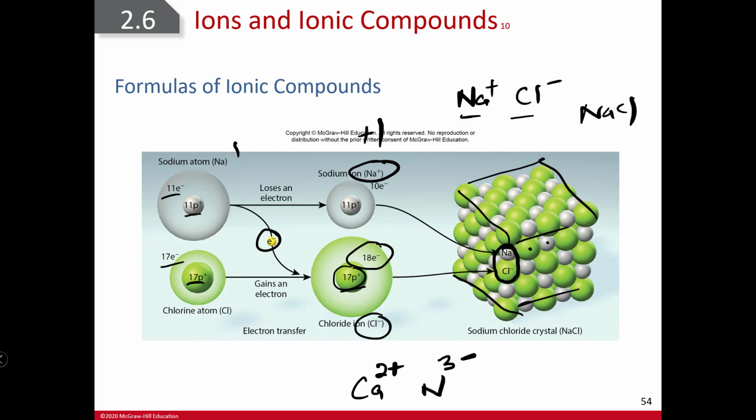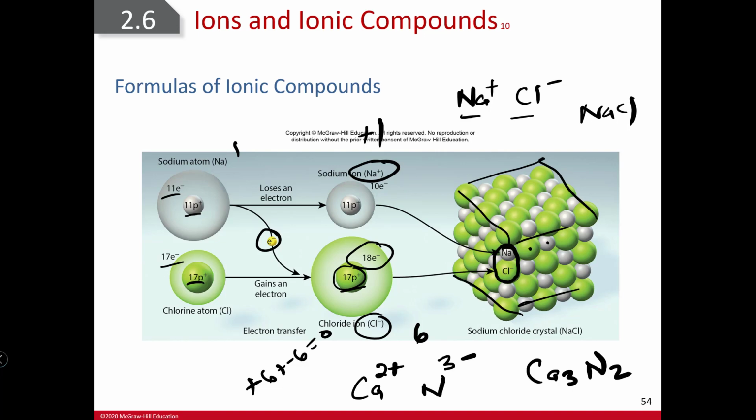What do 2 and 3 both go into? 6. So, you need 3 calciums. 3 times 2 positive gives you 6. And you need 2 nitrogens. 2 times -3 gives you -6. So that when you have +6 plus a -6, you add those together, you get 0. And for ionic compounds, you want that to come out to be neutral, unless it says it's a charged substance. All right?